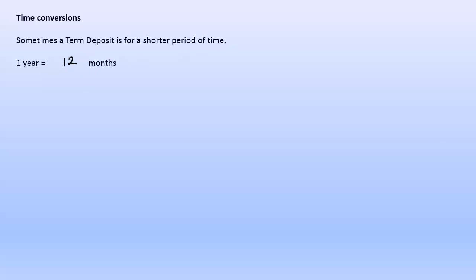Now something that's really important when working with this simple interest formula is time conversions. Sometimes a term deposit is for a shorter period of time. So we need to use these. Well, 1 year we know is 12 months.